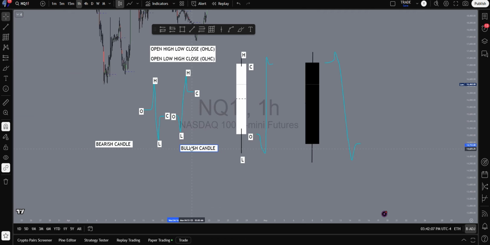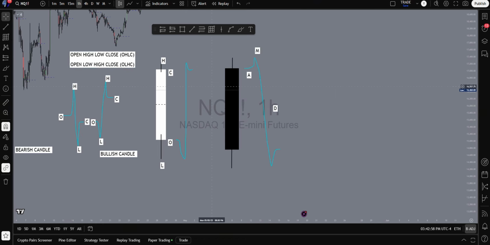Highly recommend you guys write this down. So we have our candle right here. Price opened up right here. We reached down here, creating our low, expanding all the way up, creating our high, and then we ended up closing right here. Open high low close with AMD or PO3.